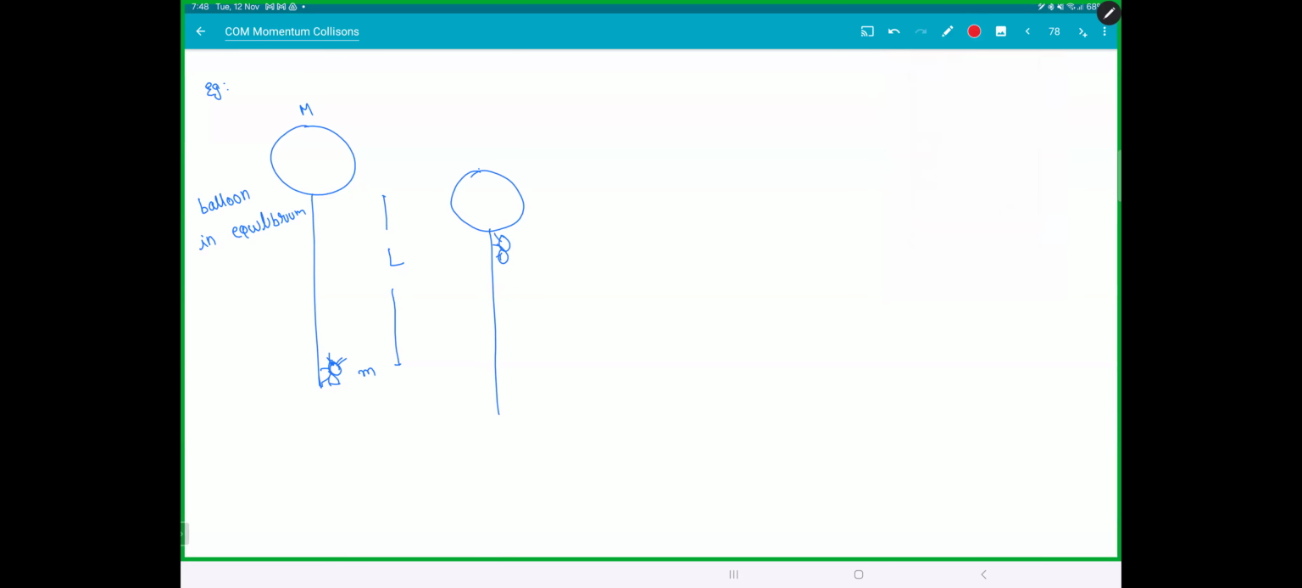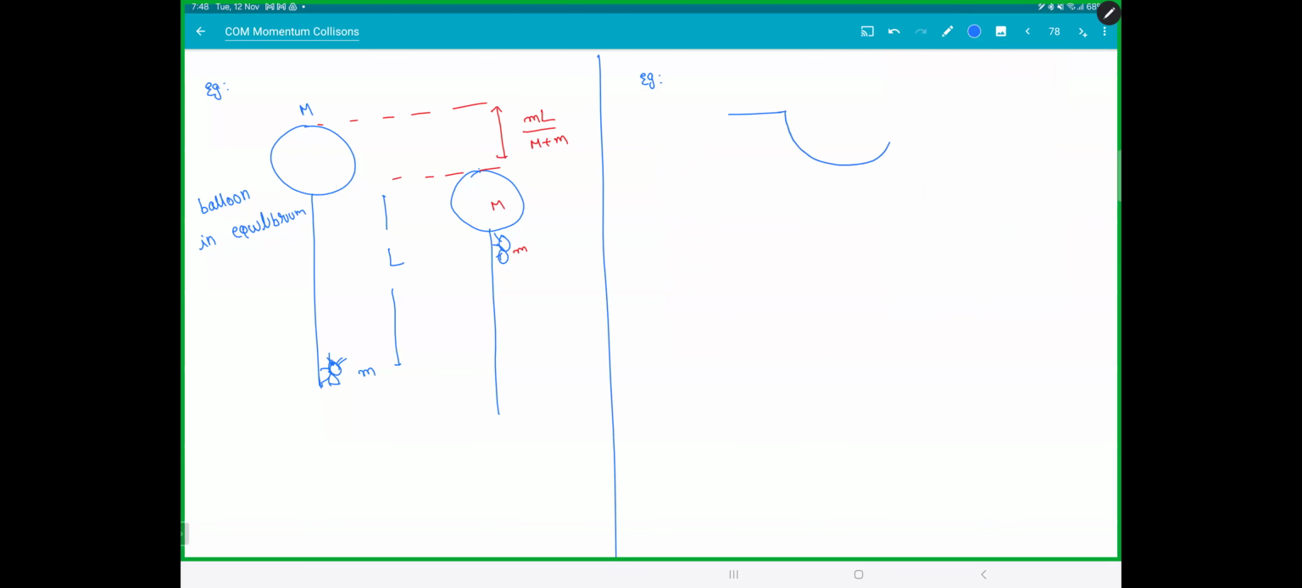Now, if you think about it, if you just rotate it by 90 degrees, doesn't this look like a plank and a man walking on the plank? So the result is still valid. The distance moved by the balloon here will be mL by (M plus m), where capital M is the mass of the balloon and the insect is small m. So they can ask a question like this also. You need to understand it is the same thing.